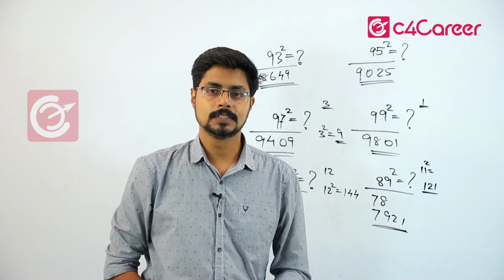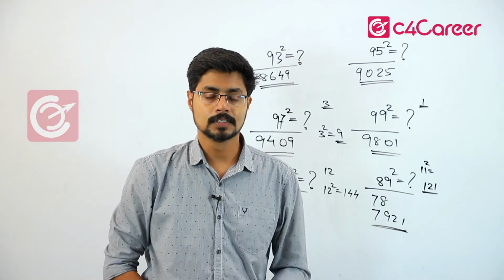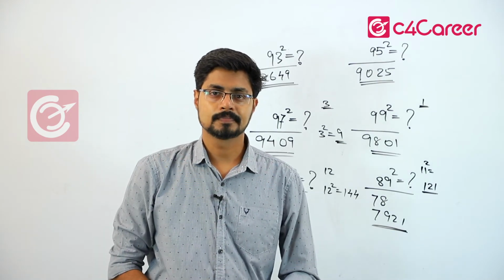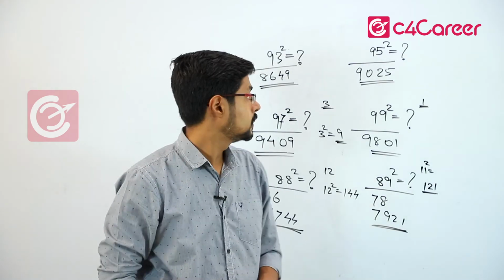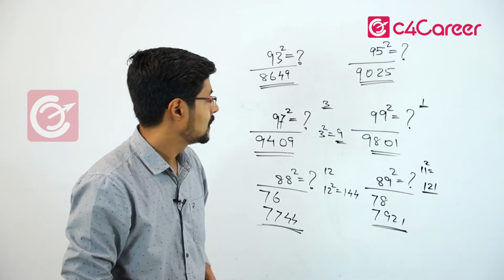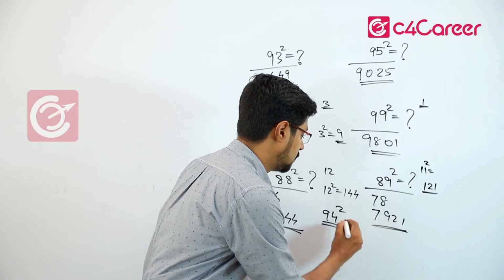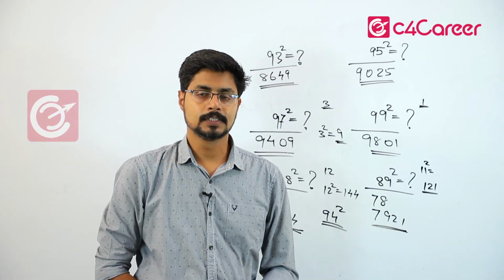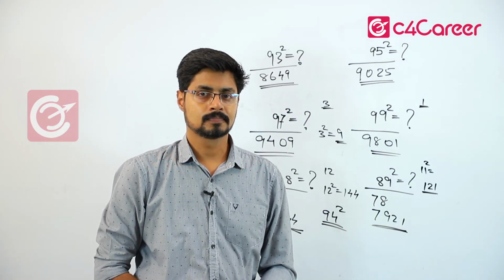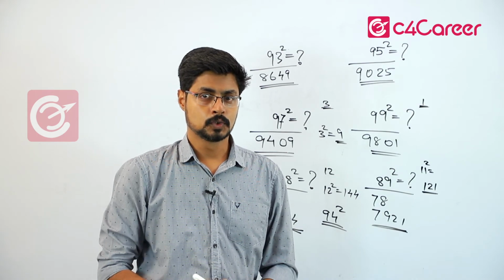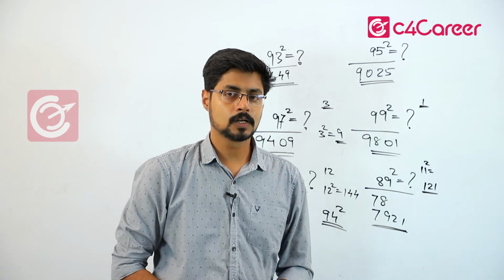So let's take our challenge as usual. I'll tell you a number. Just imagine that. You can close your eyes, see the difference in your mind and do the calculation. So let me just take a number which is not here. I'll give you 94. 94 square. Can you do it in your mind? Just take 2 seconds. So I hope you got the answer by now.